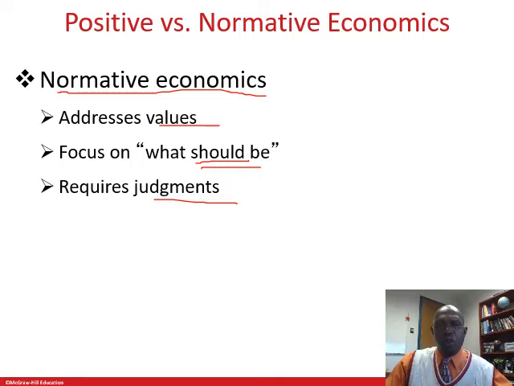Examples of normative economics include: should the oil pipeline have been built in Alaska? Another example is should there be a minimum wage? Should the government subsidize college tuition? Should the United States accept more immigrants? Should the unemployment insurance benefit be less generous, for instance?